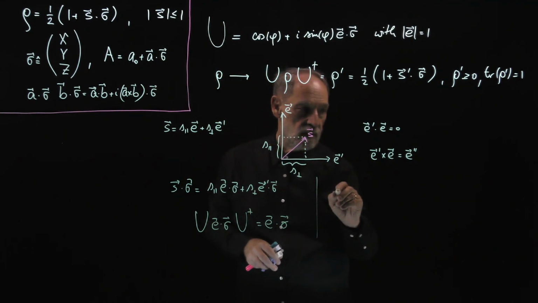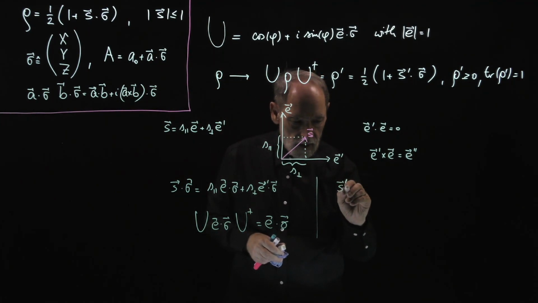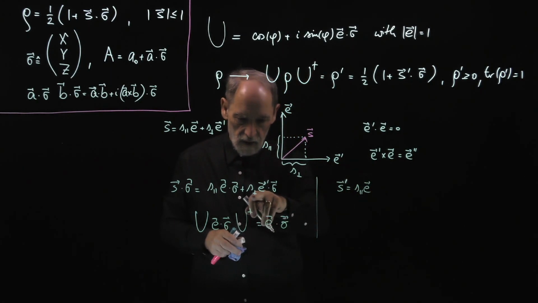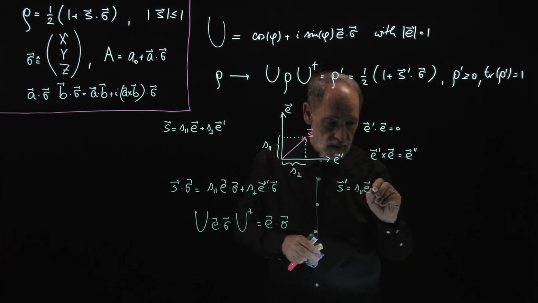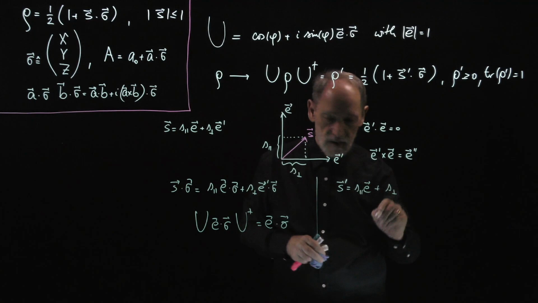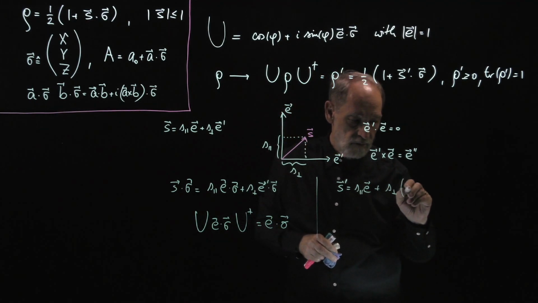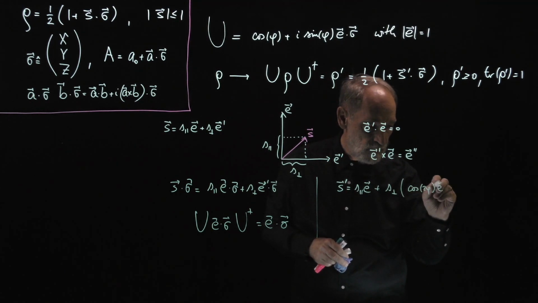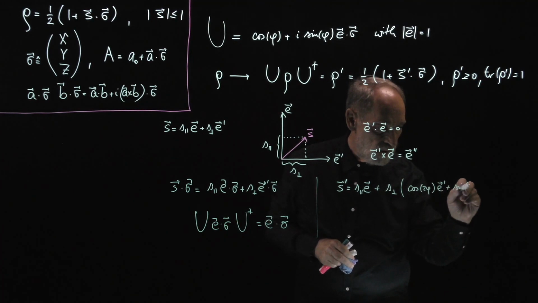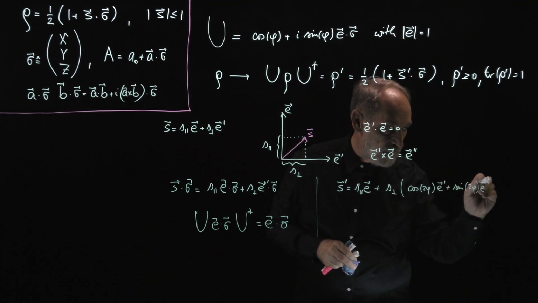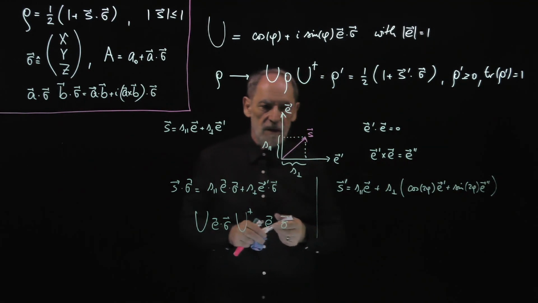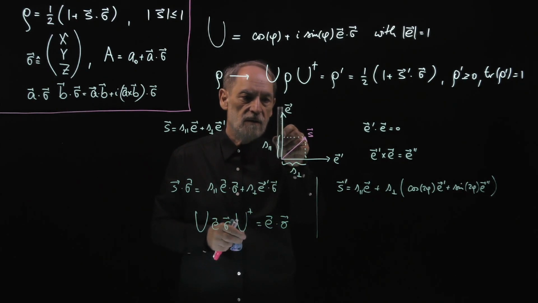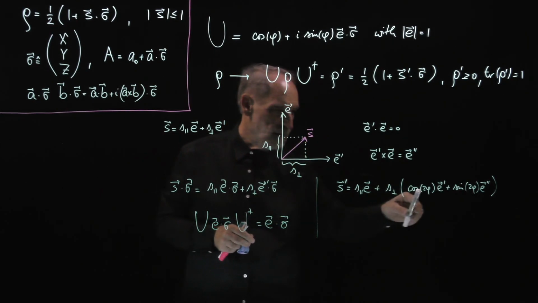And if we work out the details, the S prime has the same parallel component in the direction of E, but the perpendicular component is rotated, so it's now still perpendicular, but no longer in the direction of E prime. It has cosine 2 phi times E prime plus a sine of 2 phi times E double prime, which simply means that this vector S is rotated around the direction of E, so rotated around this direction by an angle of 2 phi.